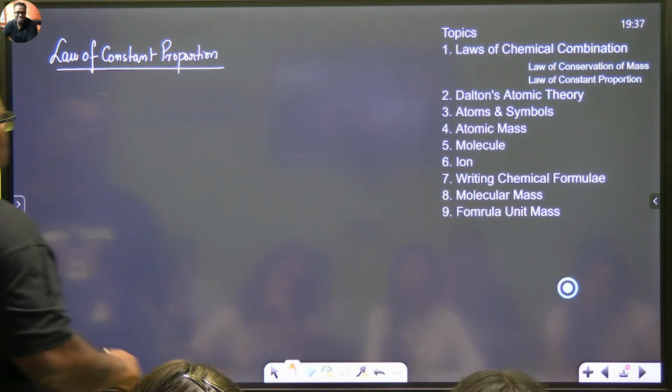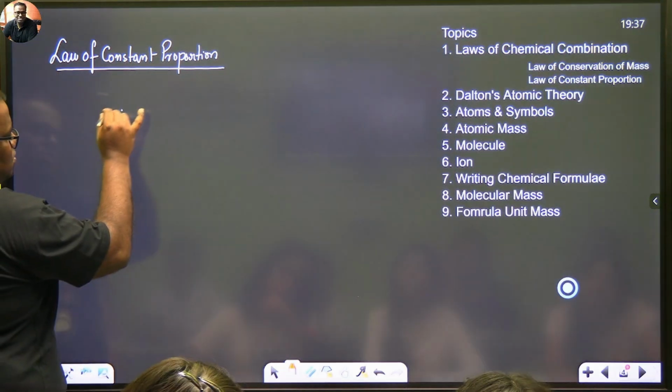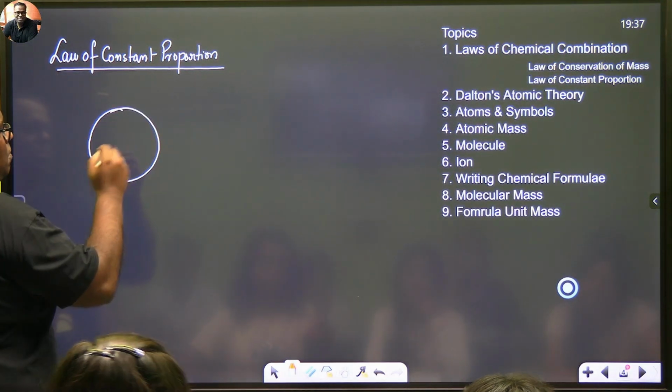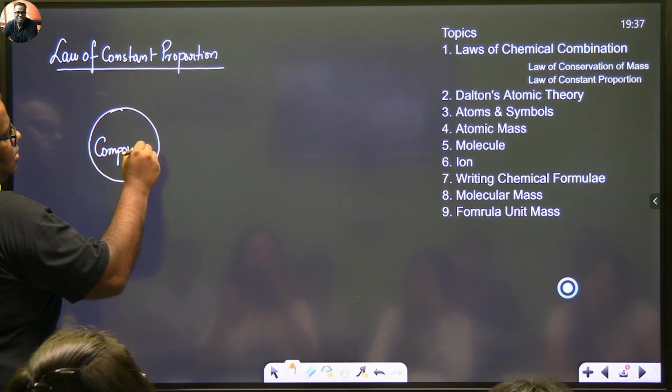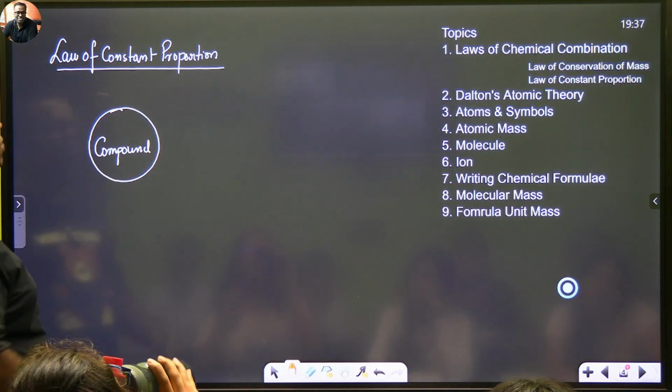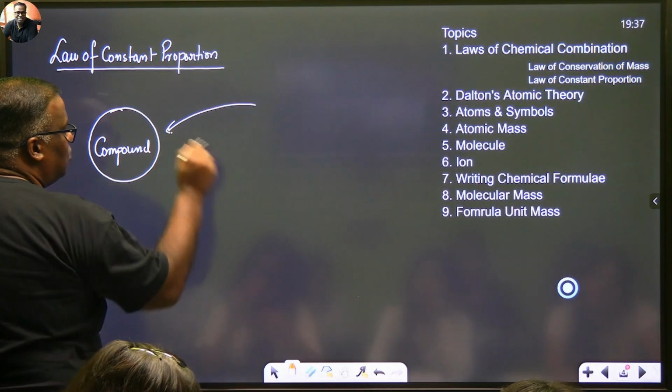So what does it say? पहले इस लॉ को पिक्चोरियली समझते हैं. If you take a pure substance, and what is a pure substance? Compound, right? This compound will be made out of what? Compounds are made up of what?